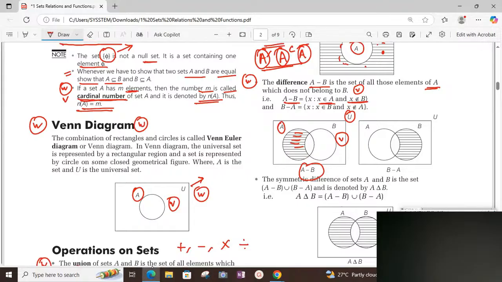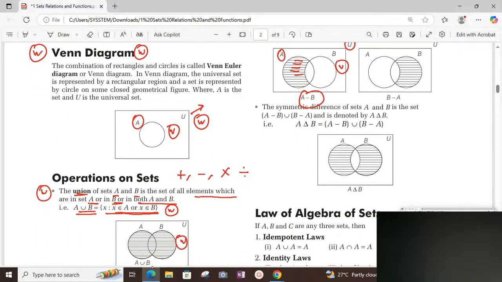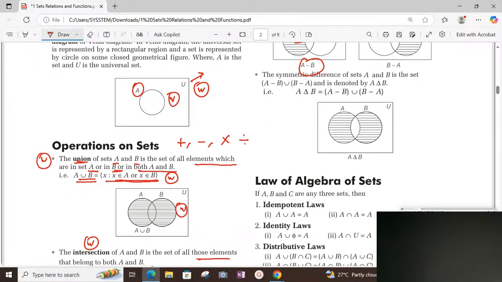Let's discuss the symmetric difference of sets. For this, we put at a glance in this figure: the symmetric difference of sets A and B is the set A minus B union B minus A and is denoted by A capital delta B. The graphical representation, or Venn Euler diagram, is this one.